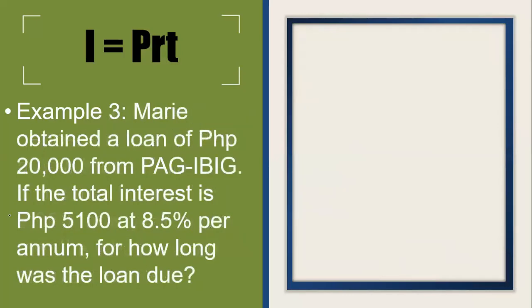Example number 3, Marie obtained a loan of 20,000 from Pag-ibig. If the total interest is 5,100 at 8.5% per annum, for how long was the loan due? So annum meaning po 1 year, annually. Okay po. So we have our P, which is present money or principal money. We have 20,000. And then the 5,100 is the interest or I.